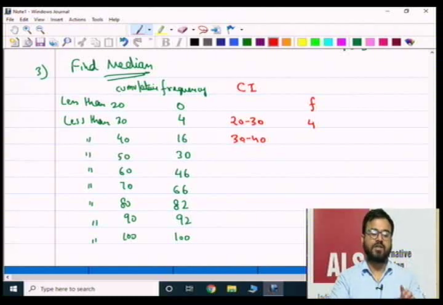So less than 40 means 40 is not included over here. So for 30 to 40, the total value less than 40 is 16, and we know that less than 30 is 4. It means if we remove this 4 from this 16, we will get 12, which is the actual value from 30 to 40, because 20 to 30 is 4 and 30 to 40 is 12. If you calculate less than 40, that will be 12 plus 4, 16, which is the cumulative frequency given.